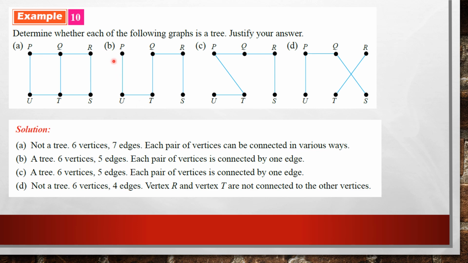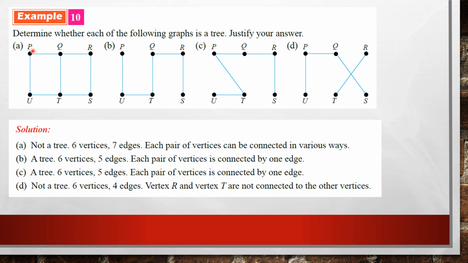Next we look at diagram B. So you can check the vertices. You have 1, 2, 3, 4, 5, 6 vertices. And the edges, you have 1, 2, 3, 4, 5 edges. So 6 vertices, 5 edges. Follow the condition. And each pair of vertices is connected by only one edge.